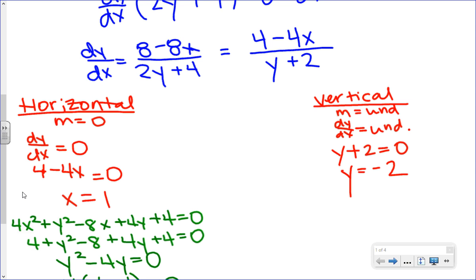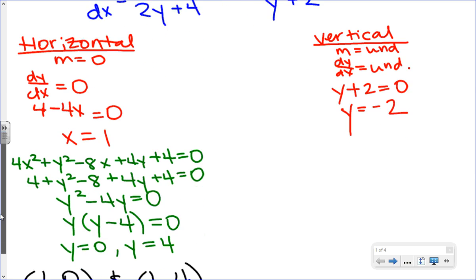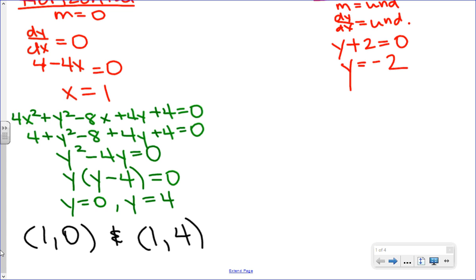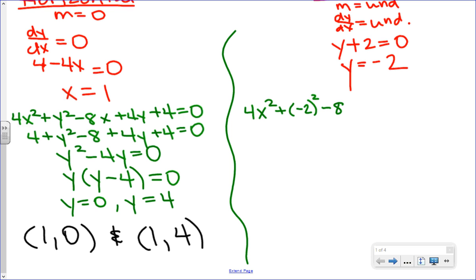All right. So very similar to what we did over here, we're going to go ahead and plug y equals -2 into our original equation so that we can determine the x values for these coordinates. So our original equation is 4x squared plus y squared minus 8x plus 4y plus 4 equals 0.